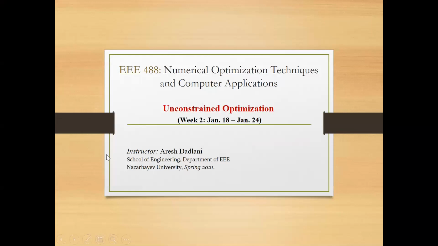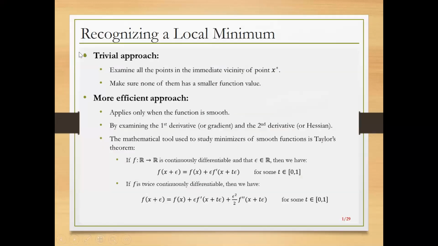Let me share my screen. Okay, guys. Today we will be beginning with lecture 2, which is unconstrained optimization. So basically, what we have seen so far is the approach to find a local minimum or a local maximum, or I would call it an optimal point.